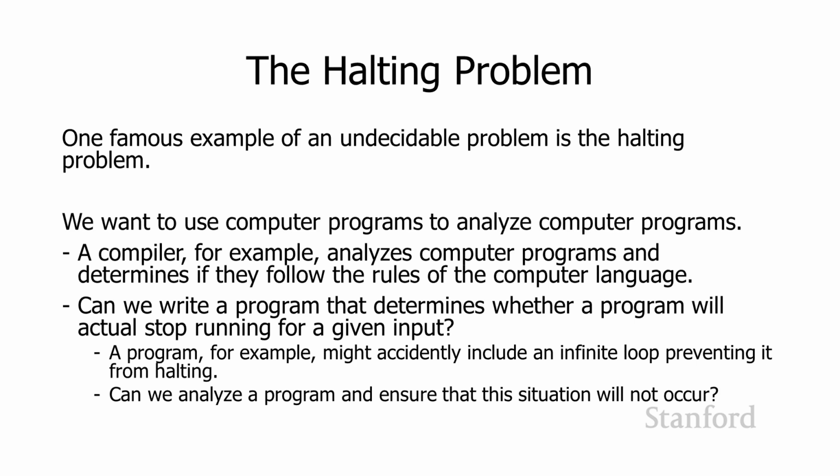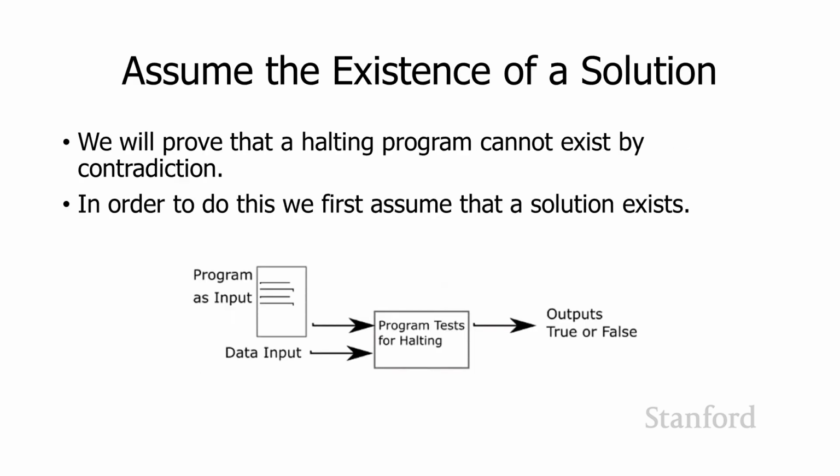If I write a program, can I say, hey, if I have the following types of inputs, will I ever run into a situation where I accidentally have an infinite loop? Can I analyze the program and determine that this situation will never occur? And so that's the halting problem. So we're going to prove that you can't actually write a program that will be able to determine whether or not a program halts for a given input. And we're going to prove that this does not exist by contradiction.